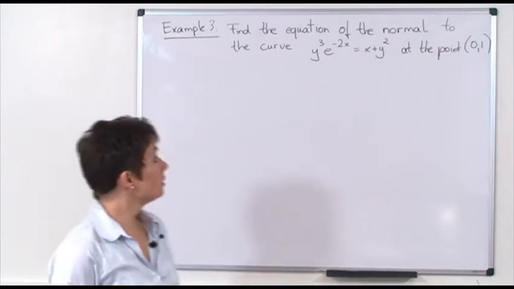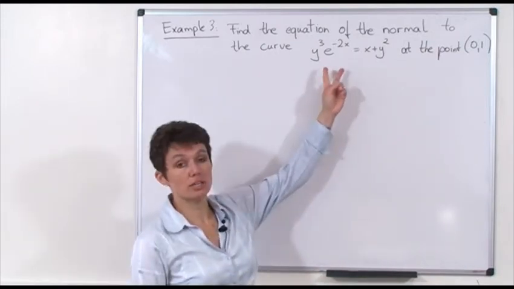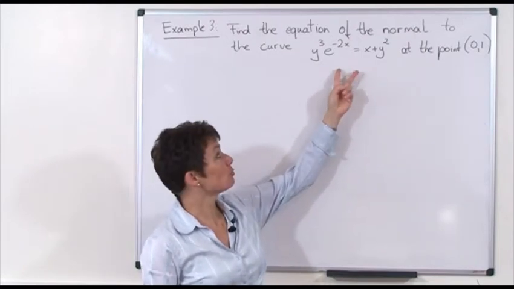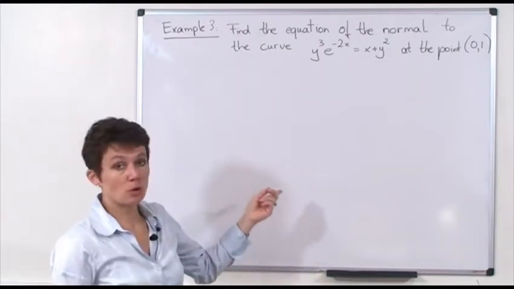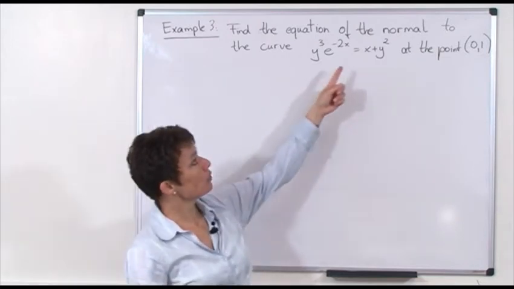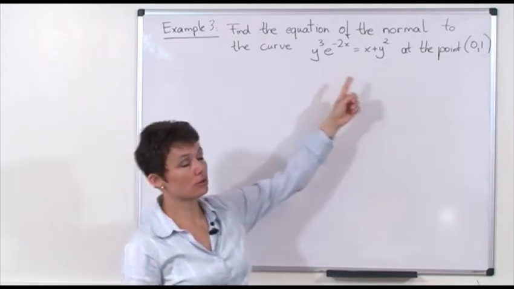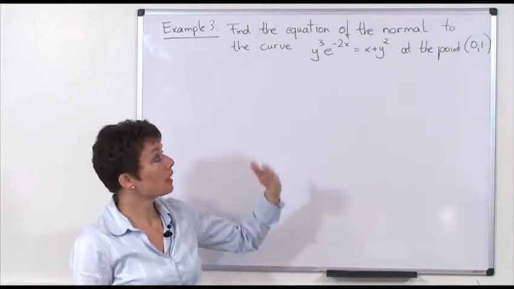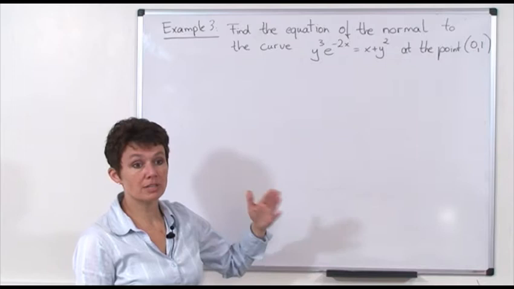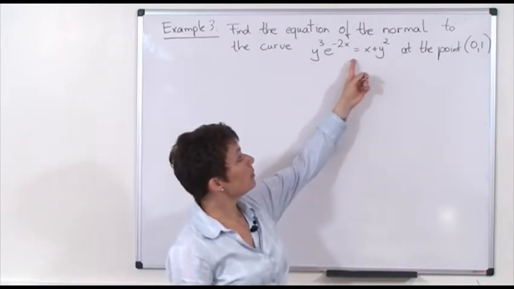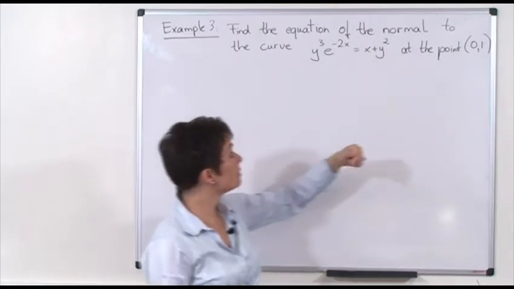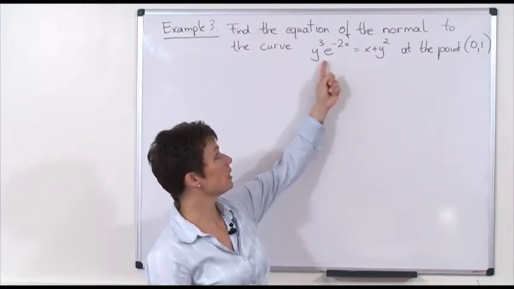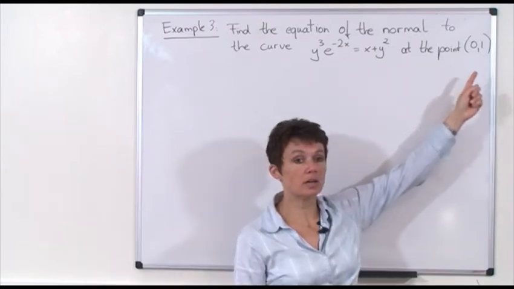In the next example, we are given again an equation in x and y, which again you see will be very difficult or impossible to solve for y. In this problem, we are asked to come up with the equation of the normal to this curve at a certain point. So the normal is defined as being perpendicular to the tangent line to this curve at this point. So what we will need to do is find out the slope of the tangent line to this curve at the point 0, 1.